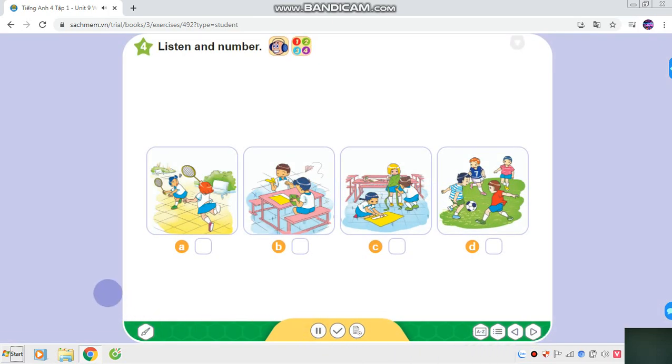It is break time now. 1. The boys are playing football. 2. The girls are playing badminton in the playground. 3. The girls are making a kite. 4. The boys are making paper planes.